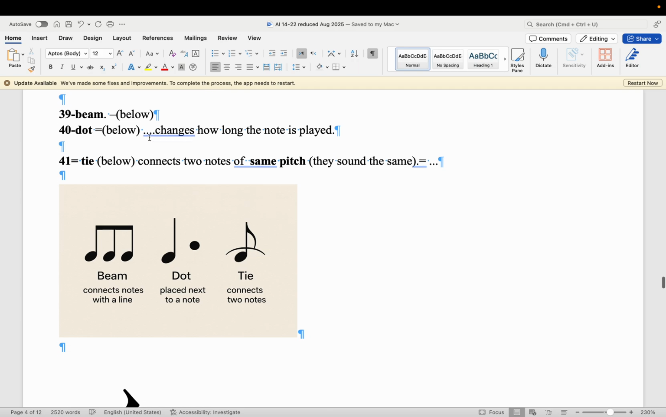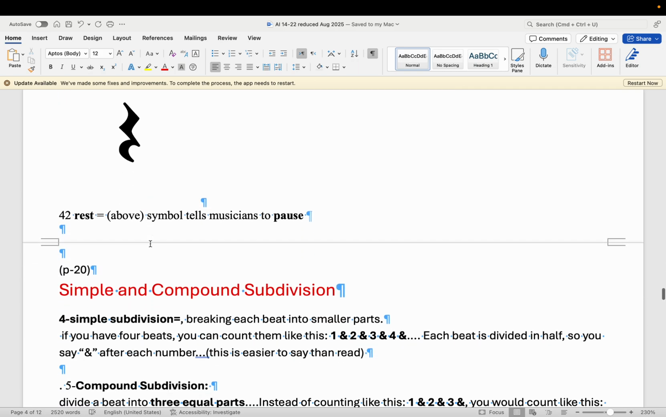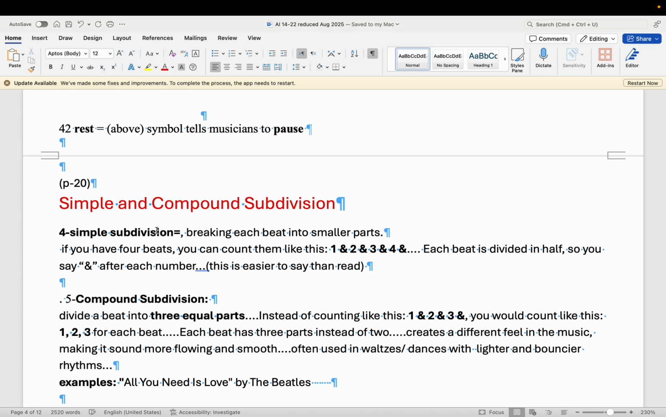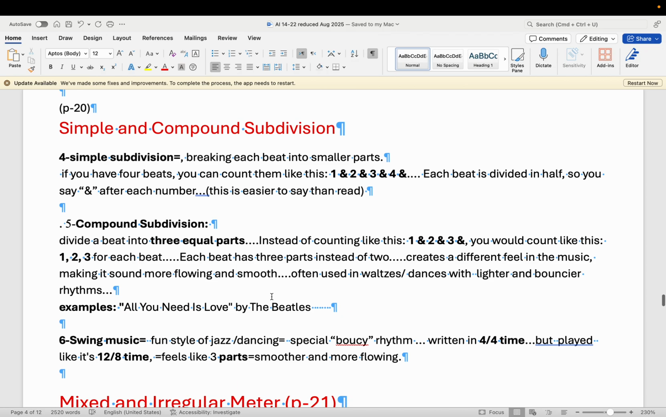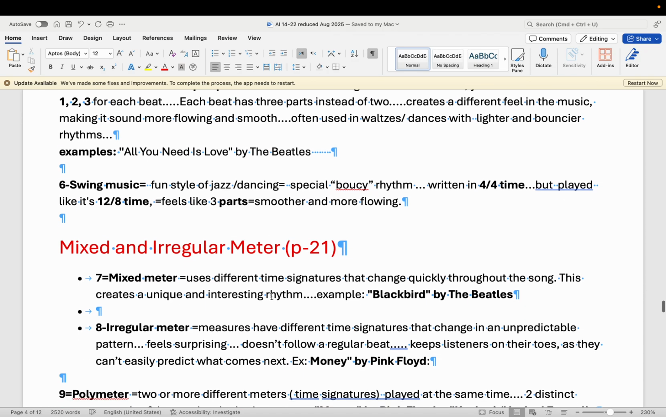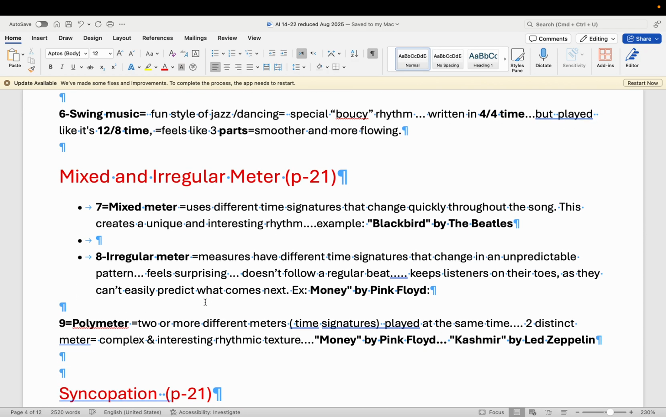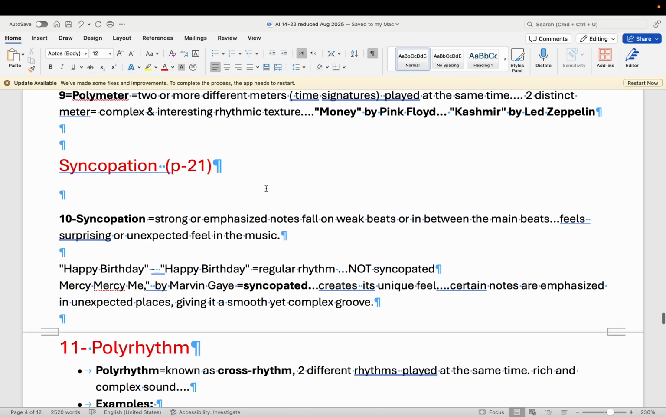Okay, whole notes, quarter notes. Just look at these, and here's how you write them down. And then this gets confusing, but simple and compound. This is basically, just read this. I don't want to confuse you. Just try to find the big idea of what simple and compound division is. Same thing here, mixed and irregular meter. That's basically the count or the rhythm of the song.